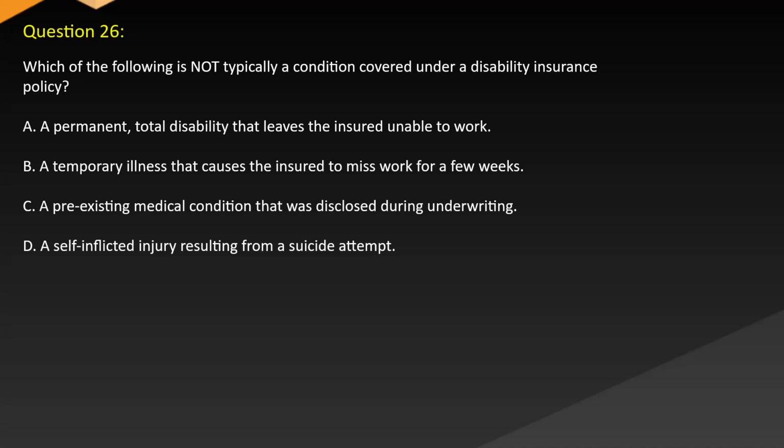Question 26. Which of the following is not typically a condition covered under a disability insurance policy? A. A permanent, total disability that leaves the insured unable to work. B. A temporary illness that causes the insured to miss work for a few weeks. C. A pre-existing medical condition that was disclosed during underwriting. D. A self-inflicted injury resulting from a suicide attempt.